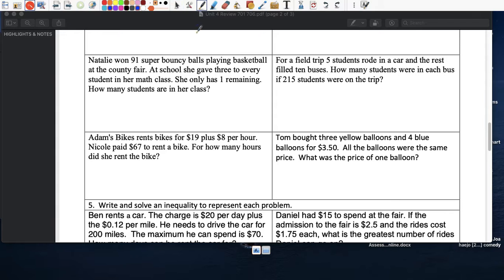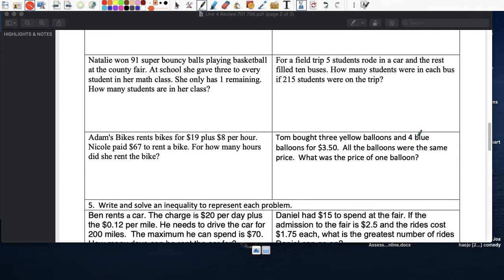Okay, Adam rents bikes for $19 plus $8 per hour. Nicholas paid $67 to rent a bike. How many hours did she rent a bike? So $19 plus $8 per hour equals 67. Minus 19, 8H equals, what's 67 minus 19? 48. Divide both sides by 8. H equals 6. So she rented a bike for 6 hours.